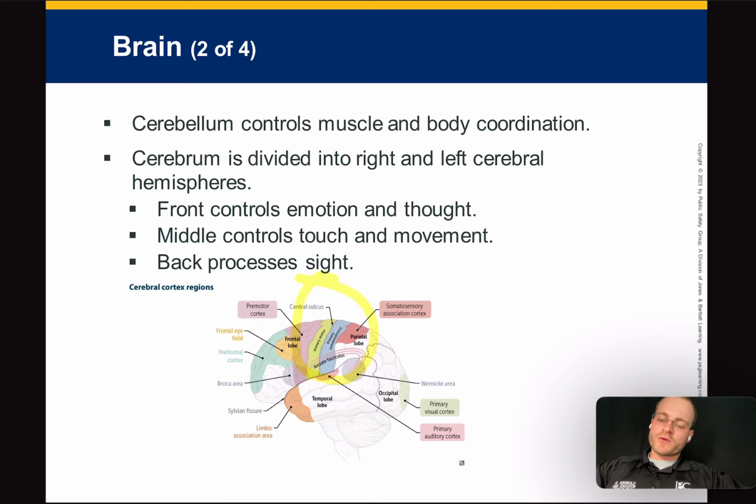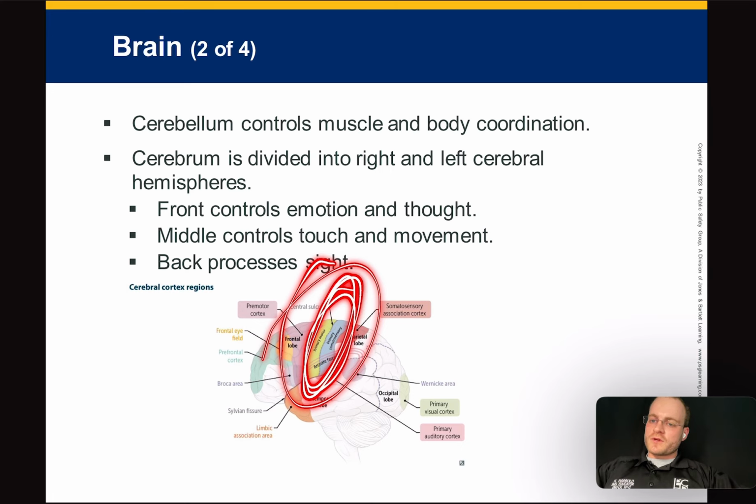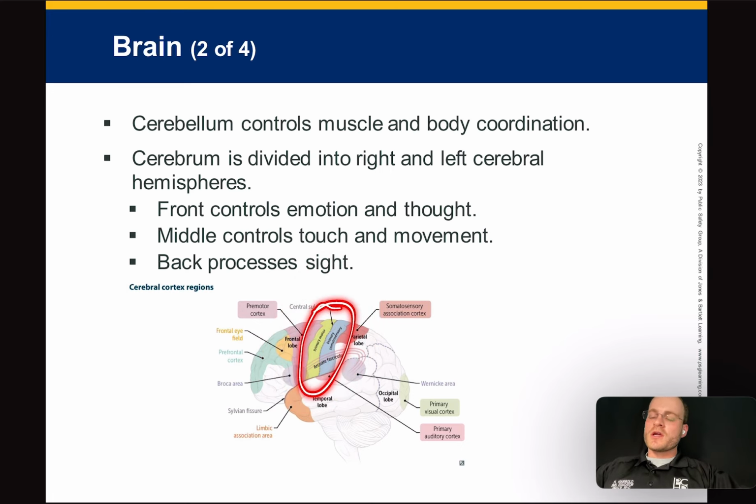So this is where we get a bunch of sensory information about feeling and where, and then we also send information out on what to do, like what we want our muscles to do. So there's the primary motor and sensory cortexes of the brain, and they're right here. These two. Those are where we get sensory information. Sensory and motor information is sent in and out.